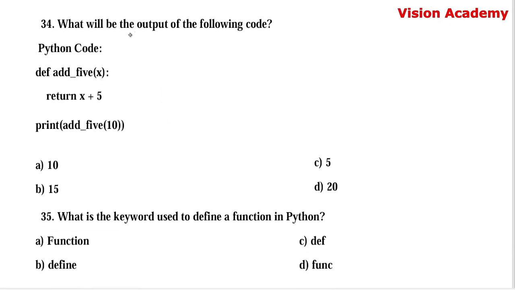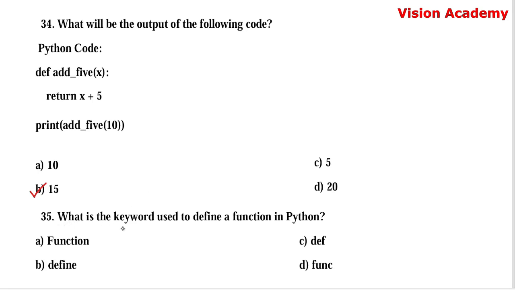Question number 34. What will be the output of the following code? Python code. Here they have defined user defined function called add 5 and they have passed x as parameter, return x plus 5, and we are calling this particular function by passing 10 as argument in a print function. Here in place of x, 10 will be substituted. So 10 plus 5, it will become 15. So here option B, 15 will be the right answer.